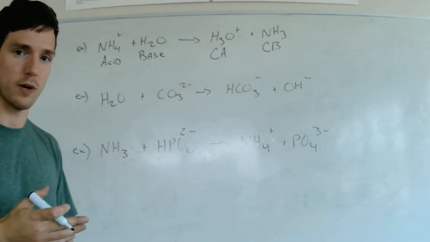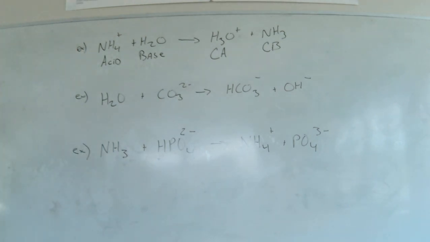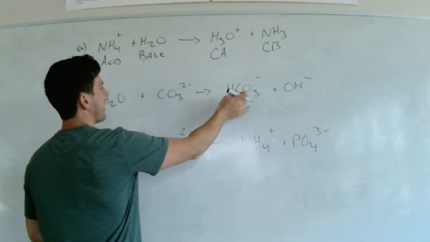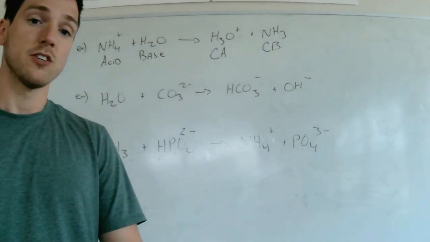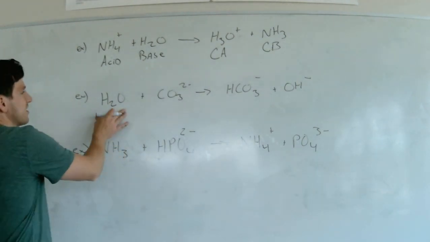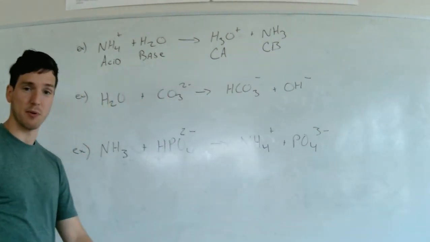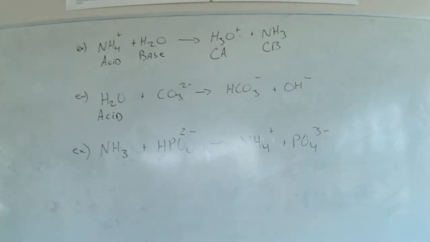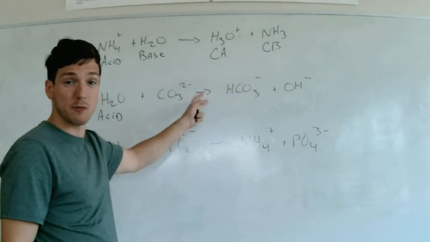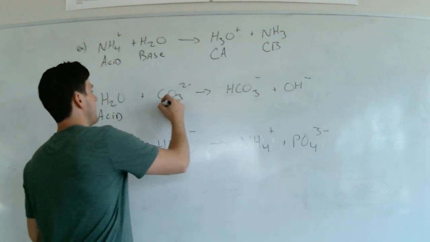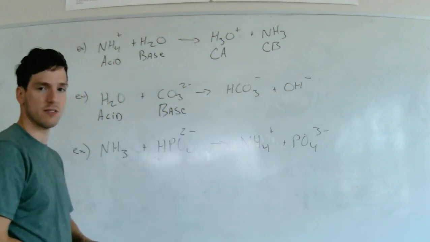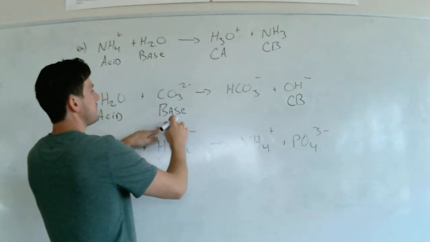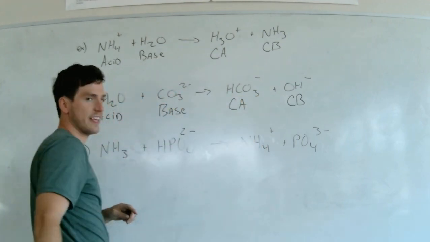We go to the next one. H2O goes from H2O to OH minus, and CO3 2 minus goes to HCO3 minus. So remember, the acid donates a proton. Well, it looks like H2O got rid of that proton and became OH minus. And if we look at CO3 2 minus, it gained a proton. It went from CO3 2 minus to HCO3 minus, and now it is the base. So the acid becomes the conjugate base, and the base becomes the conjugate acid.